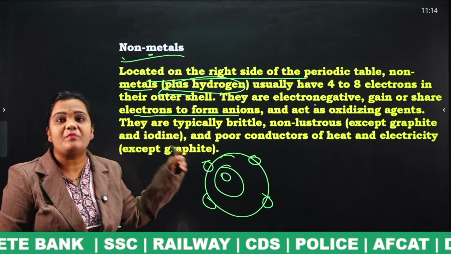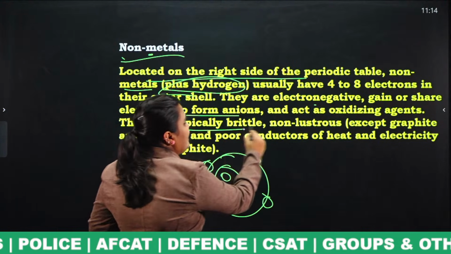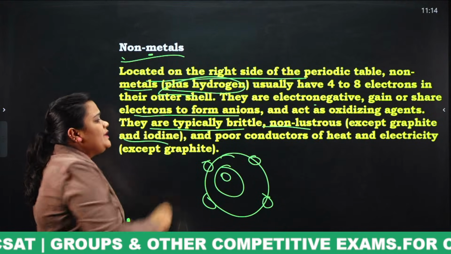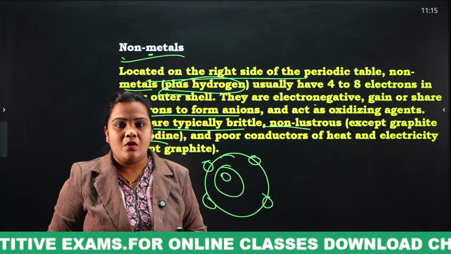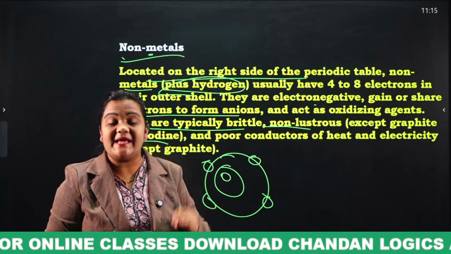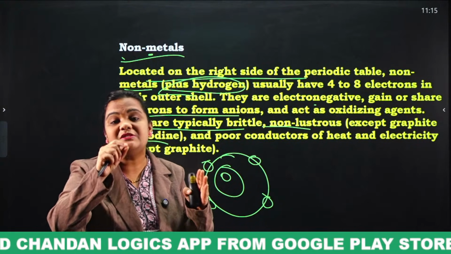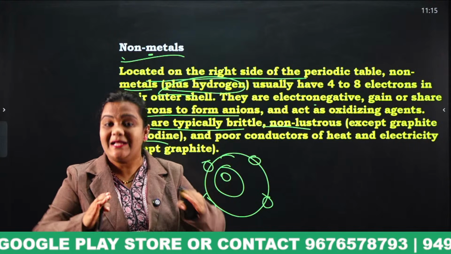Remember, each and every point is very important. Non-metals are typically brittle and non-lustrous, except graphite and iodine. What do you mean by lustrous, students? Lustrous is nothing but slippy. They are non-lustrous except graphite and iodine, so these are slippy in nature. This is due to the presence of lubricating property.